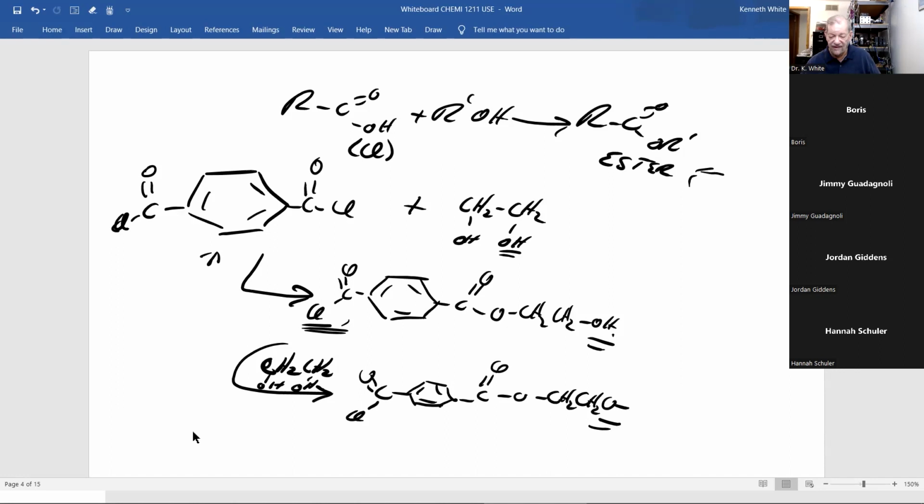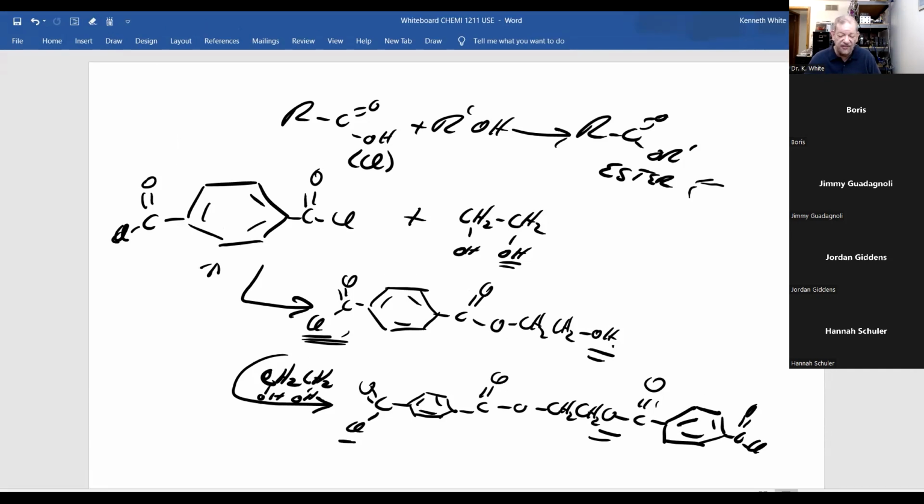And if you keep on going, I can react this with more ethylene glycol. Then when I put that on there, it can react with more of this diacid chloride, which has a name, and that's terephthalic acid or terephthaloyl chloride.